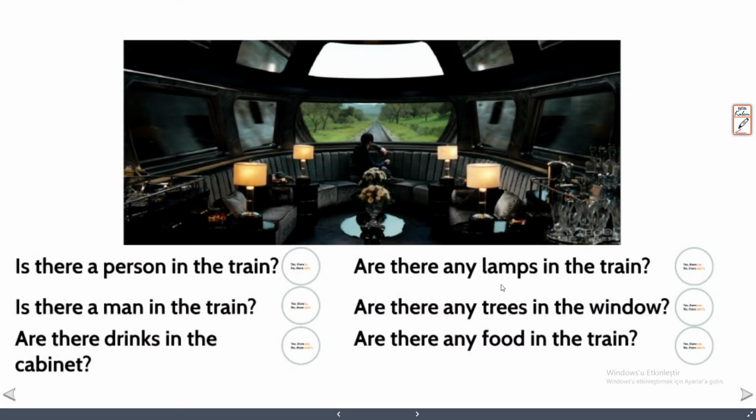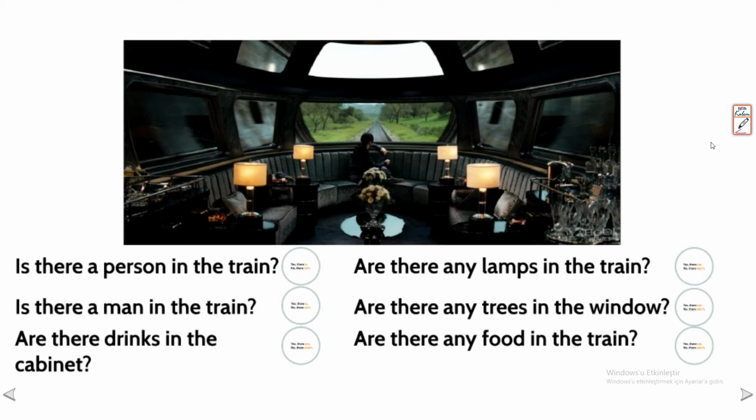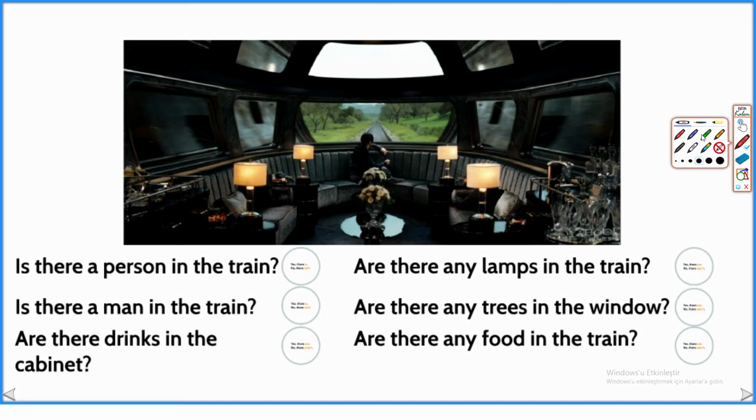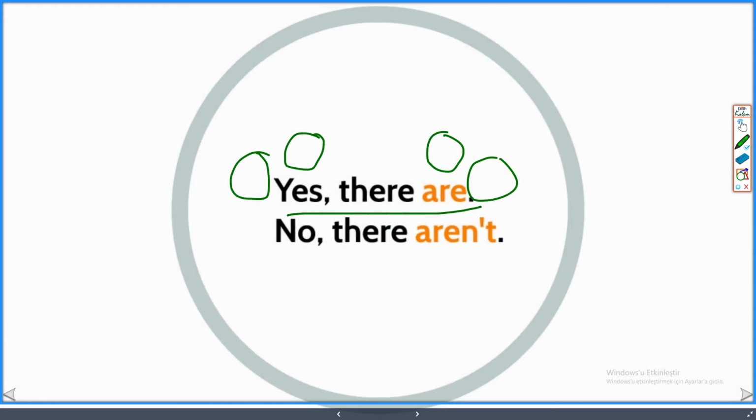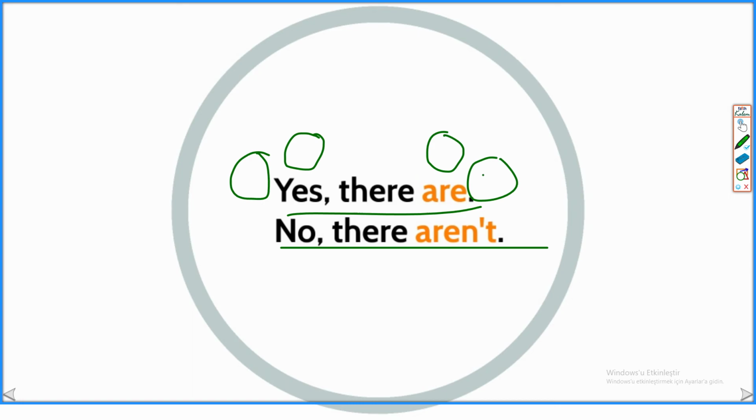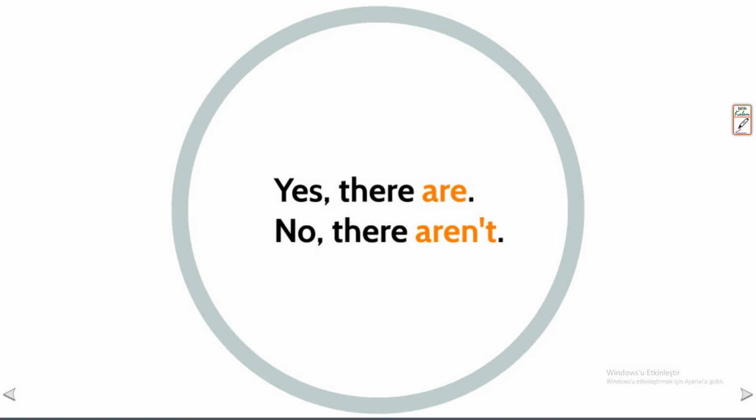And are there any lamps in the train? I think, are there any lamps in the train? Yes, we have four lamps. Yes, there are, no, there aren't, but the answer is yes, there are.